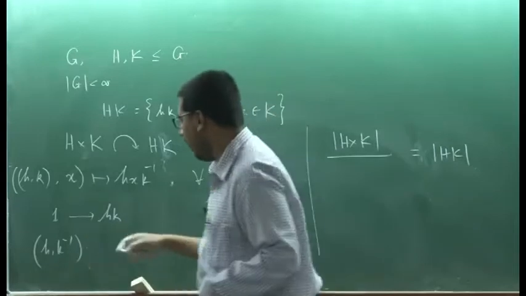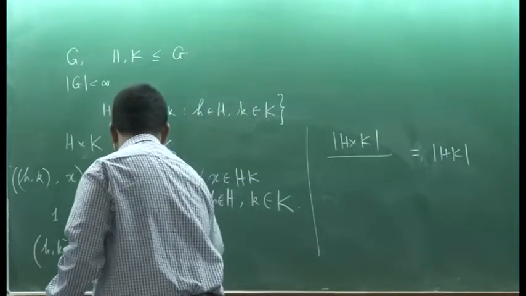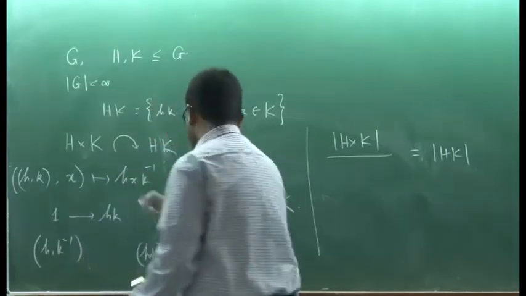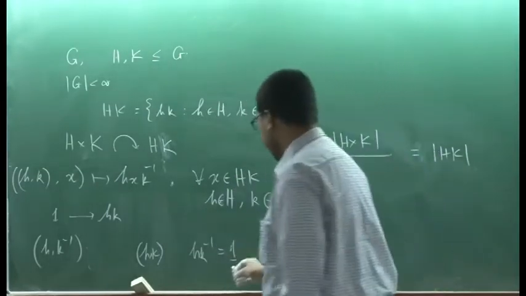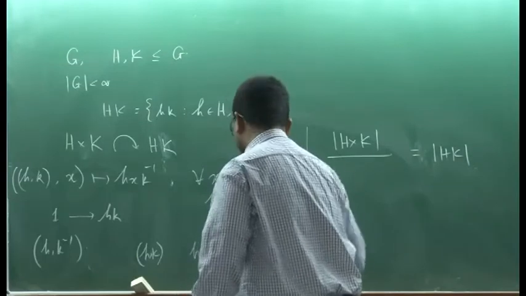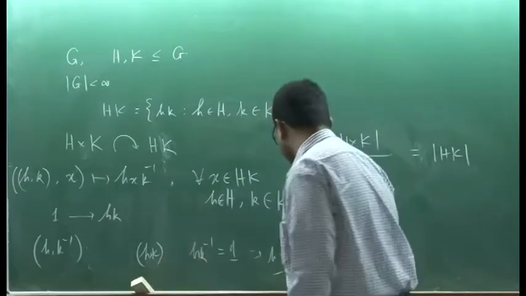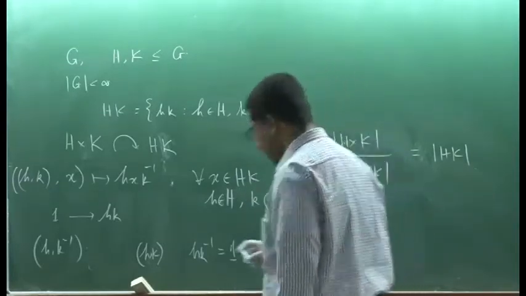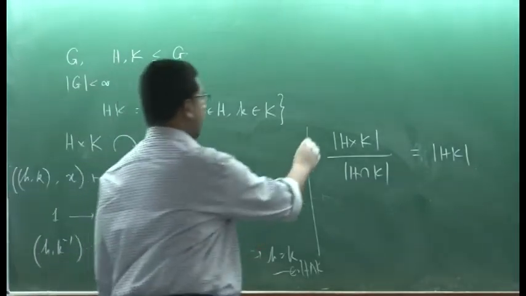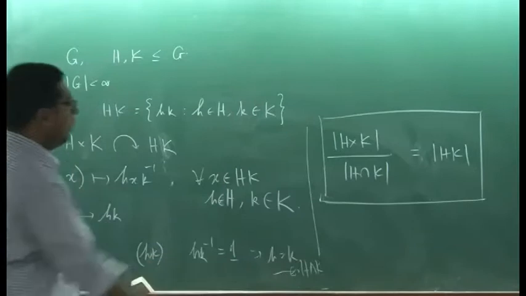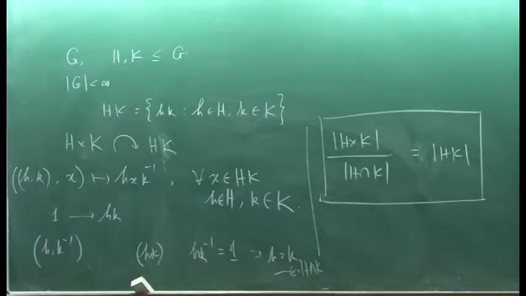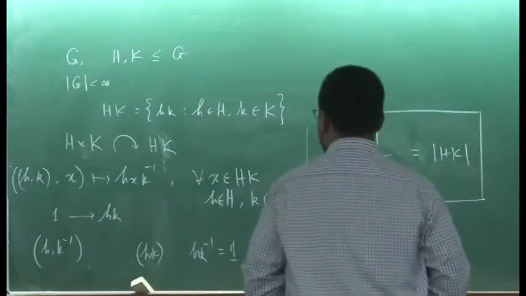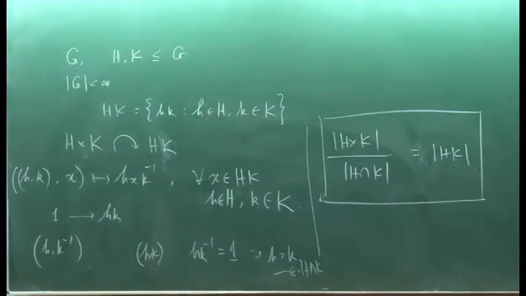Now what is the stabilizer of 1? If (h, k) stabilizes 1, that means we must have h k inverse equal to identity, that means h has to be equal to k. So h is in H, k is in K, and therefore both of them have to be in the intersection. Thus we see that the stabilizer of 1 is the intersection. Therefore we have this well known formula, which you might have proved otherwise, but here it also follows as a consequence of this counting formula, which is known as the orbit stabilizer theorem. Anyway, let us go ahead.